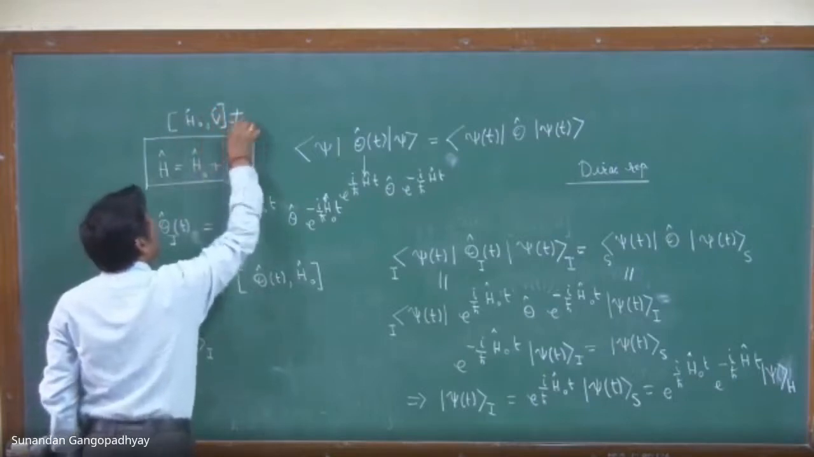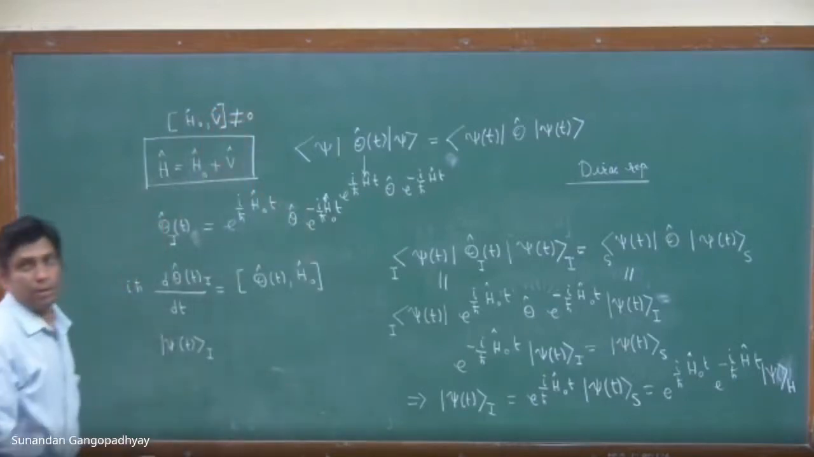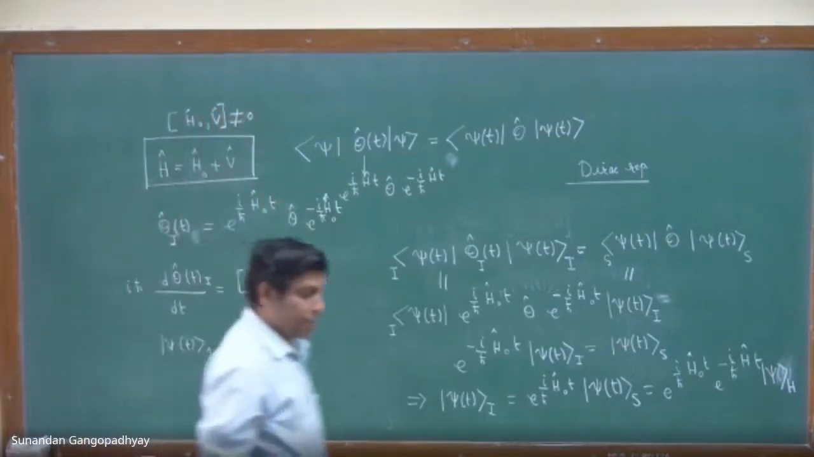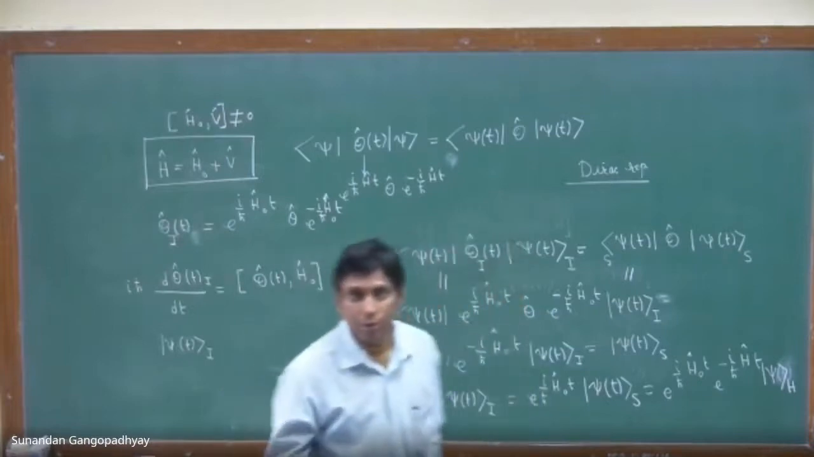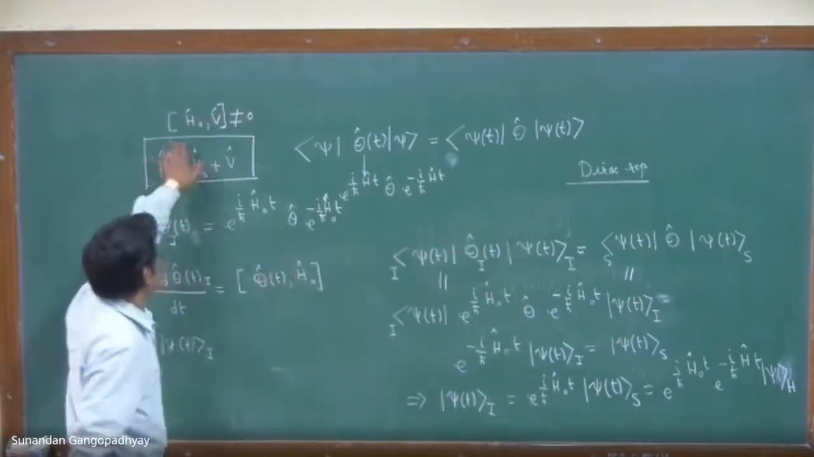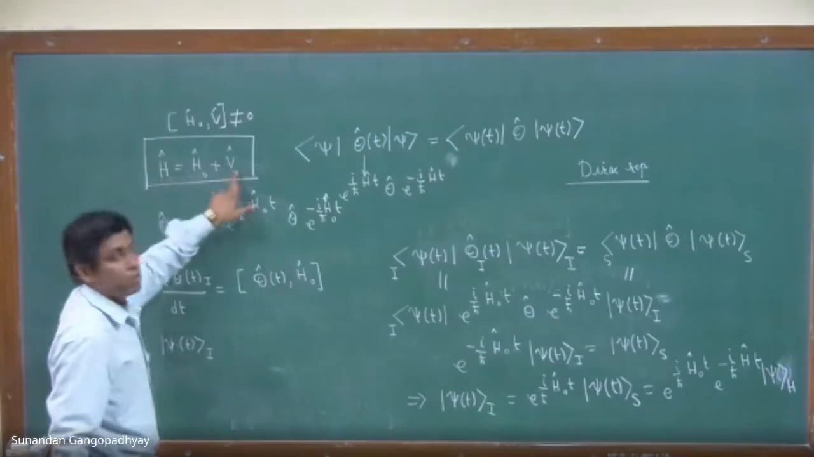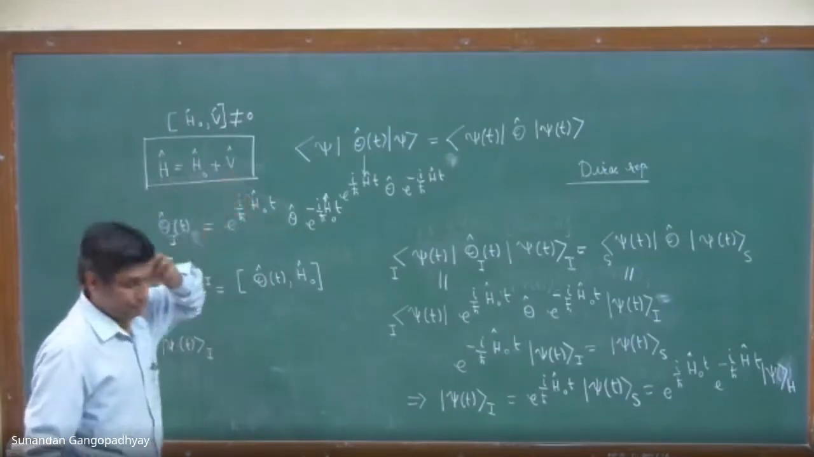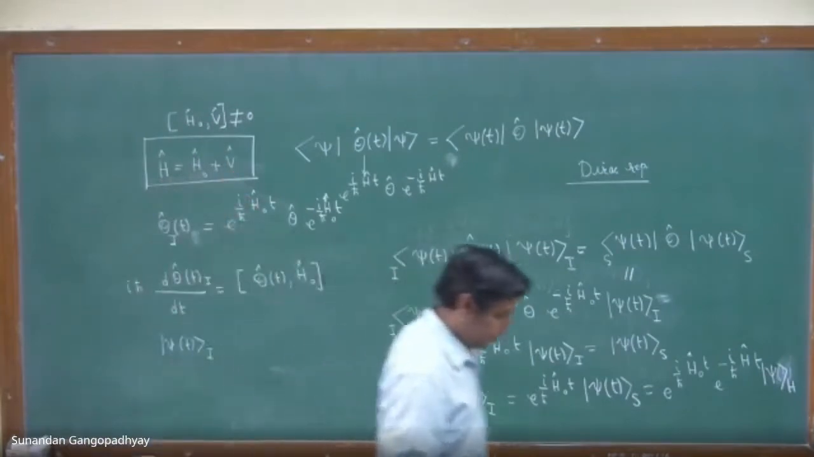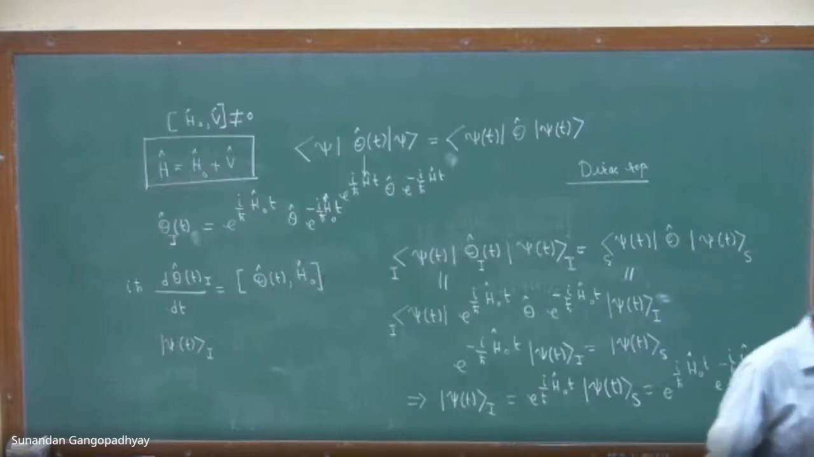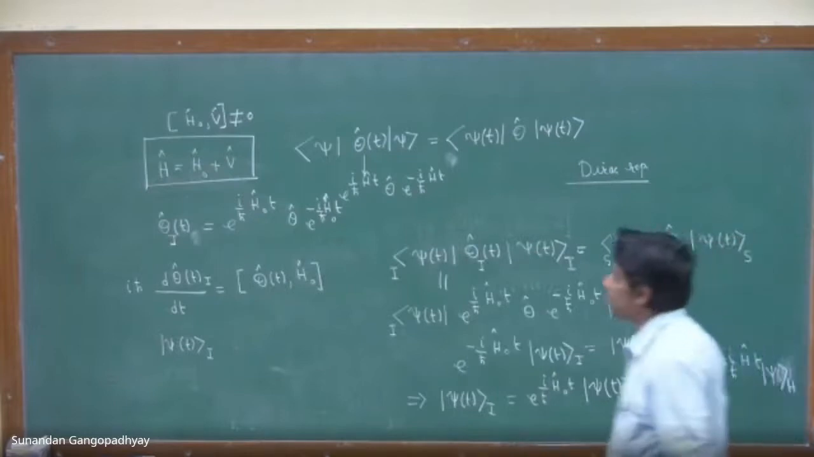Only one thing that you should remember: in general, H hat naught does not commute with V hat. The interaction and the free part of the Hamiltonian do not commute with each other, and since this is true, H hat also does not commute with the interaction part. So you should just remember this.